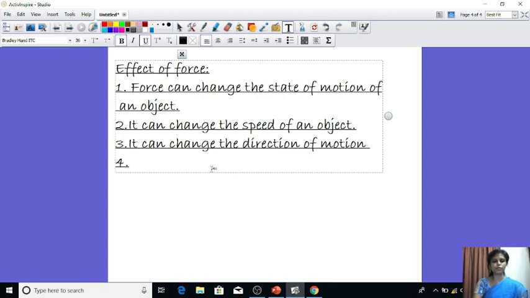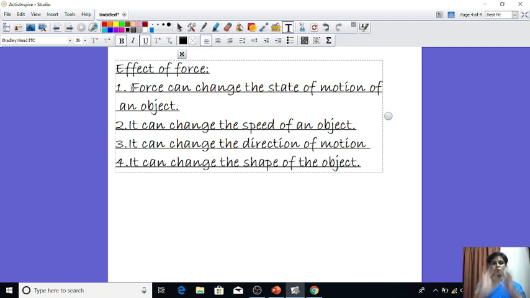Then what more can it do? Have you seen your mama in the kitchen making the dough? What happens to the dough? The dough changes its shape, right? So as it changes its shape, that means we can say that she is also applying force on the dough, right? As she applies force on the dough, the dough continuously changes its shape, right? So we can say that force can change the shape also.